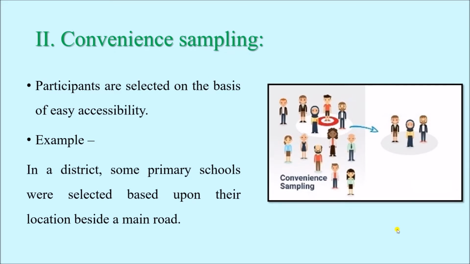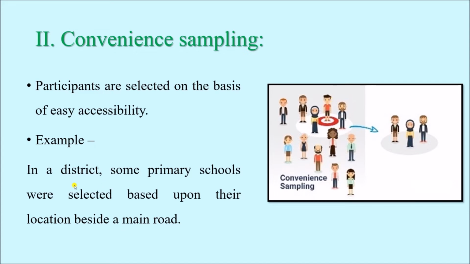The next technique is convenience sampling. The participants are selected as samples on the basis of easy accessibility. In this diagram, there are a lot of people. This guy in the red shirt is the researcher, and he needs a few samples for his study. So what he does is select these three people as his sample. Why is that? Because these three people are closest to him, and probably because of easy accessibility, he selects them as his samples because this is convenient for him.